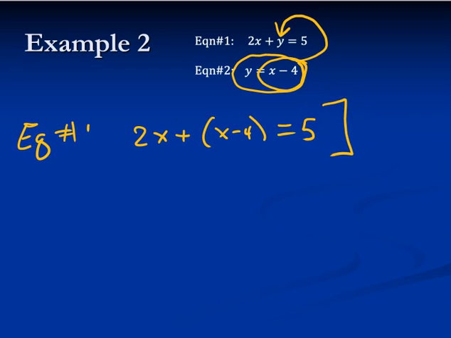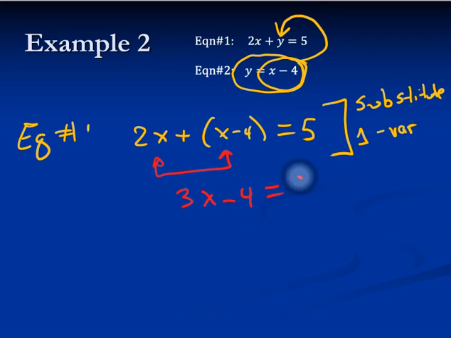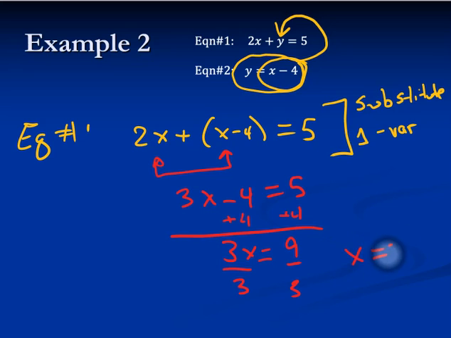Again, the substitution step gives us an equation with one variable. If it's an equation with one variable, we know how to solve those. Those are easy. So now combine like terms. So we're going to combine the x's. 2x and x gives us 3x. Minus 4 equals 5. Add 4 to both sides. And we have 3x is equal to 9. And divide both sides by 3. And we have x equals 3.